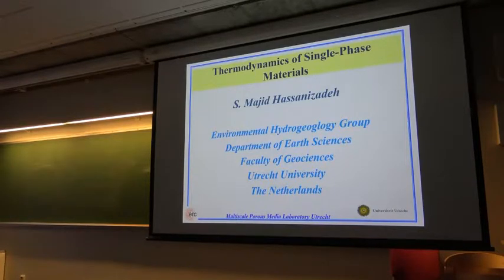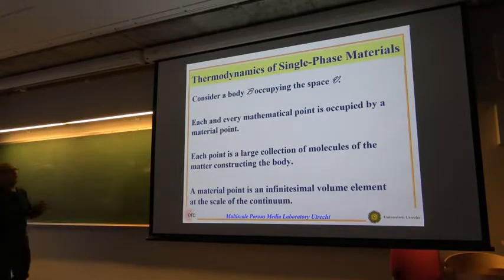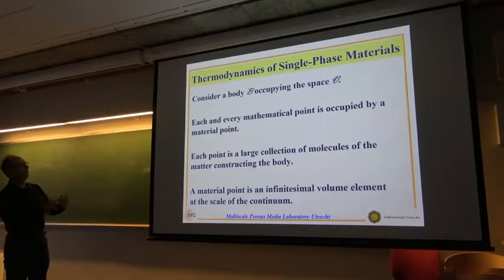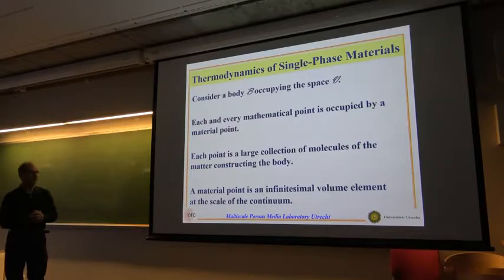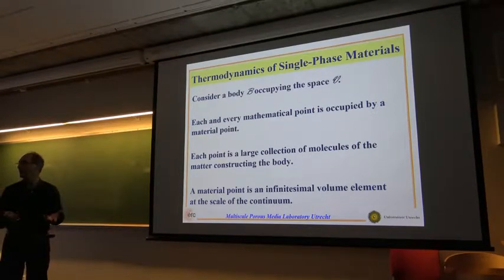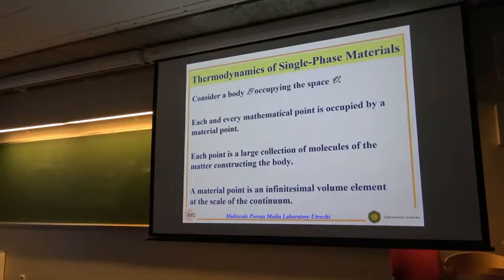So if you consider a body occupying the space, shown by V, then each and every mathematical point is occupied by a material point. And each material point is a large collection of molecules of matter constructing the body. So actually, a material point is an infinitesimal volume element that represents that material at the continuum scale. We also call this the representative elementary volume.